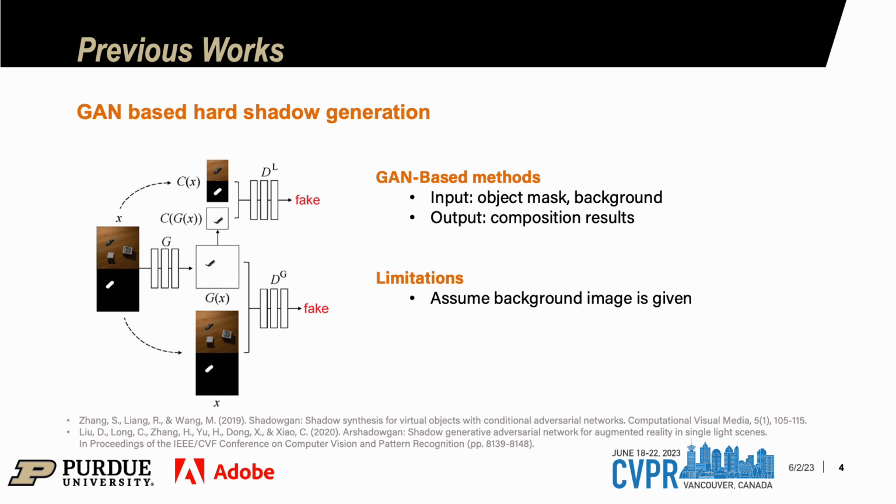First, the background image is always assumed to be given. But for indoor studio settings, the background is empty most of the time. The second limitation is that there is no controllability over the shadow direction. Also, GAN-based methods cannot render soft shadows.